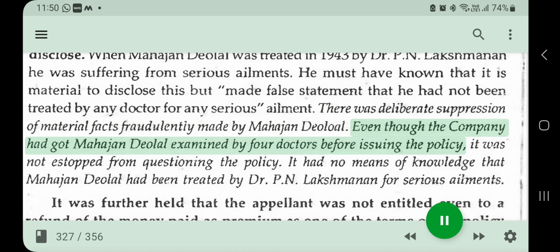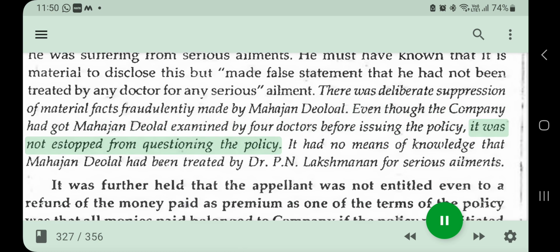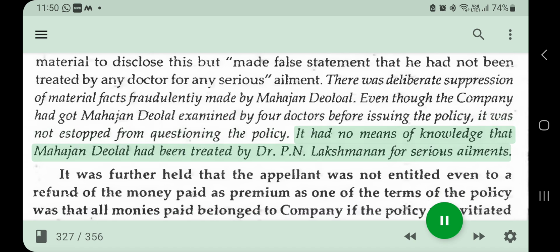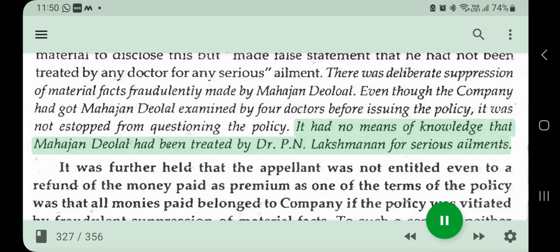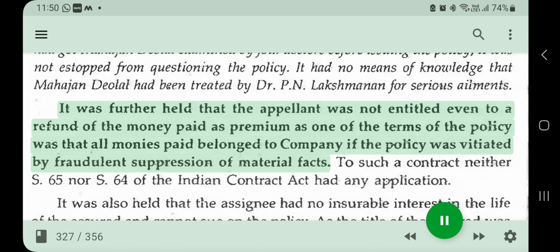Even though the company had got Mahajan Deol examined by 4 doctors before issuing the policy, it was not stopped from questioning the policy. It had no means of knowledge that Mahajan Deol had been treated by Dr. P.N. Lakshmanan for serious ailments. It was further held that the appellant was not entitled even to a refund of the money paid as premium, as one of the terms of the policy was that all monies paid belonged to the company if the policy was vitiated by fraudulent suppression of material facts.